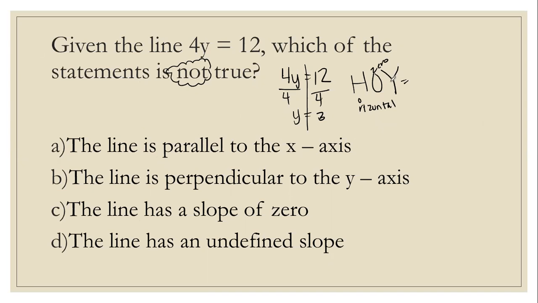Okay, now let me go look at my facts. If it's horizontal, let me draw a graph too to make sure. All right, so let's see. Horizontal line means it's parallel to the x-axis. That's true. Perpendicular to the y-axis. That's true. Slope of 0. That's true. Line that has an undefined slope? No, that's not true because that would be for a vertical line. So my answer should be B.